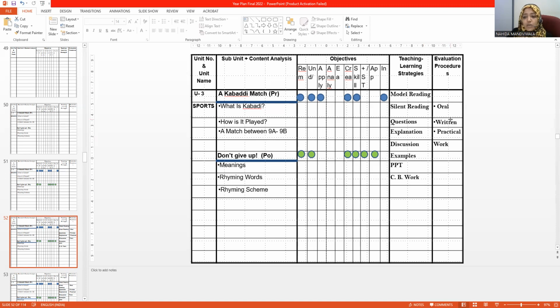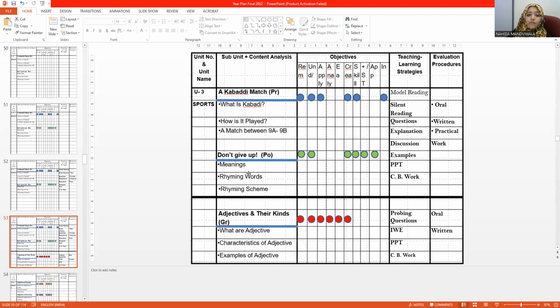And the evaluation strategy, well, I have oral work, I will have written, I will make them do a practical work. Okay, so I will ask them to design a kabaddi ground on a sheet of paper which I provide them, right? So all this will be my evaluation strategies, which will help me gauge whether the students have really achieved what I wanted them to achieve.